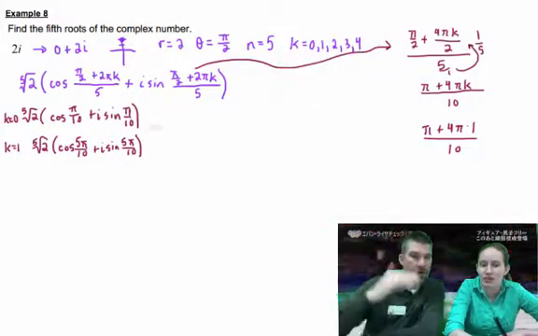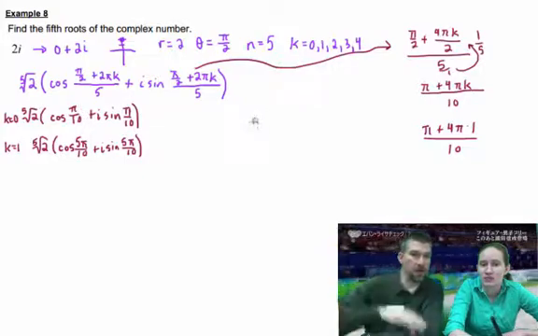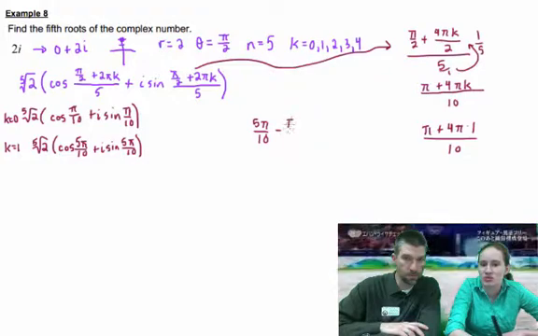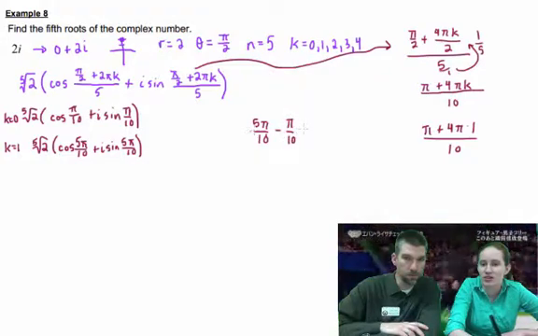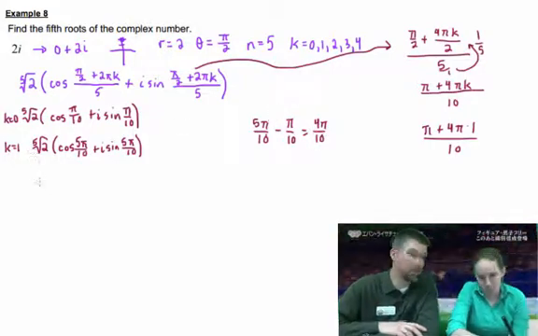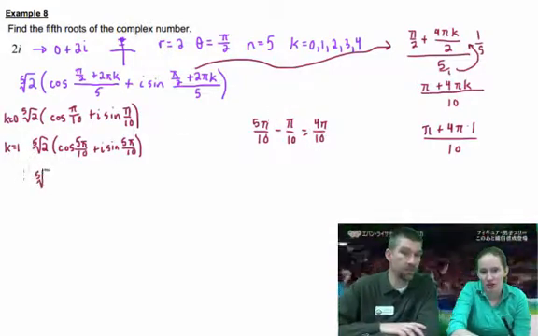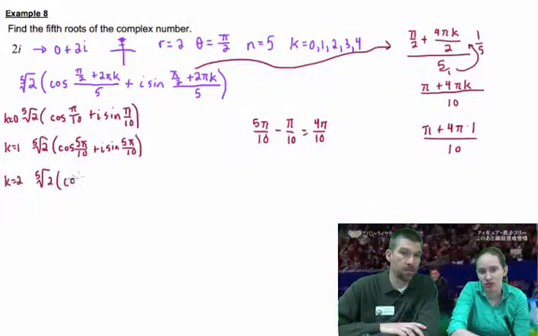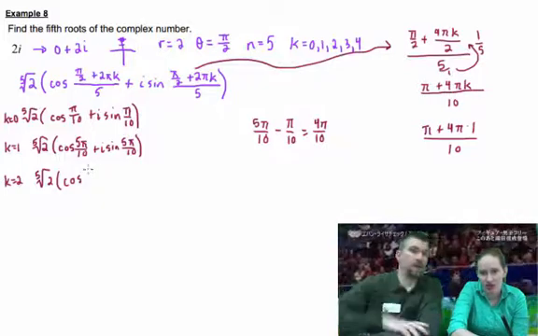Okay. So how far from pi over 10 to 5 pi over 10? If you have problems visualizing that, you just subtract the second minus the first. They are 4 pi over 10 apart. So we can add 4 pi over 10 and get the rest of these. So when k equals 2, we should get the fifth root of 2 cosine 9 pi over 10.